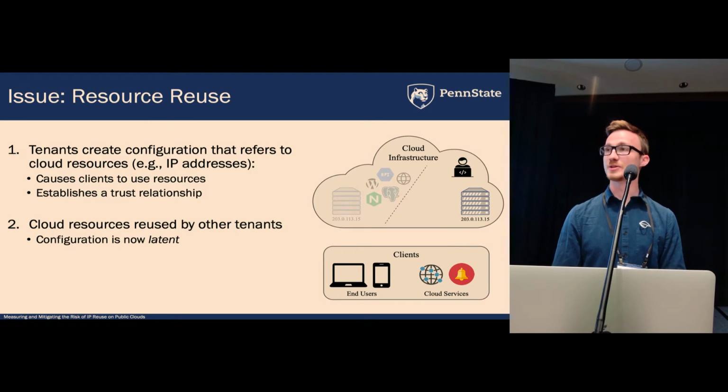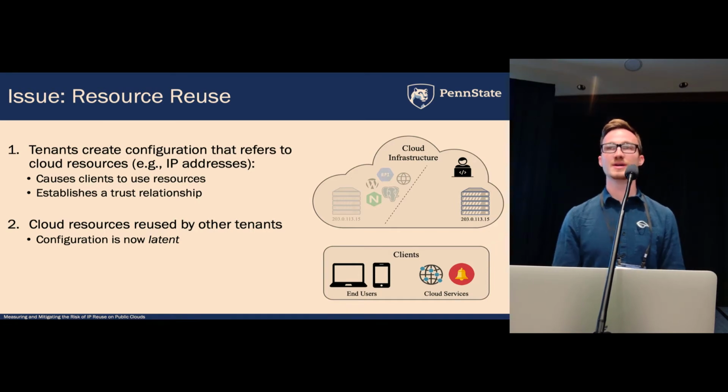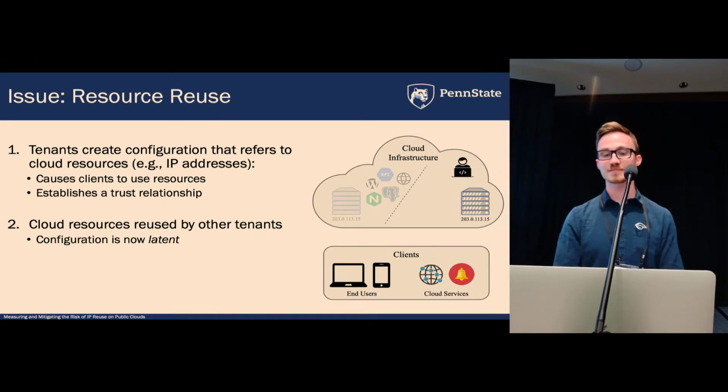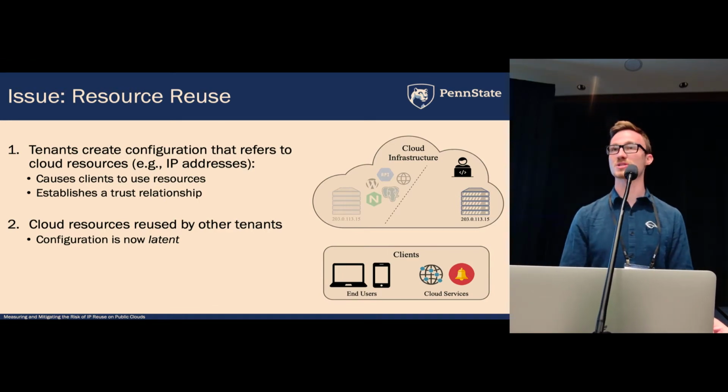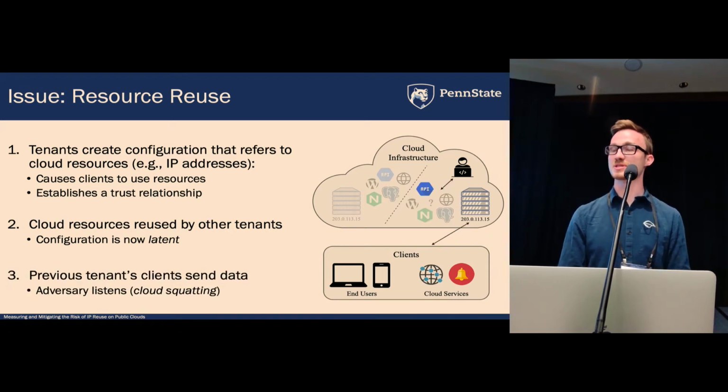Next, when a tenant no longer needs the resources, they release them back to the cloud provider, and the same IP address can be given to another tenant. If the original tenant is unable to remove, or does not properly remove, configuration that refers to the address, we say that that configuration is latent. Clients will continue to connect to the address because of it. If an adversary receives that IP and attempts to receive the sensitive data intended for that address, intended for previous tenants, they're said to be performing a cloud squatting attack.